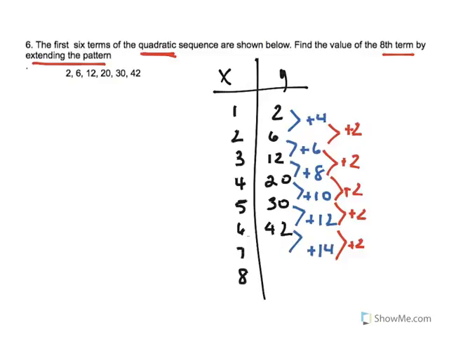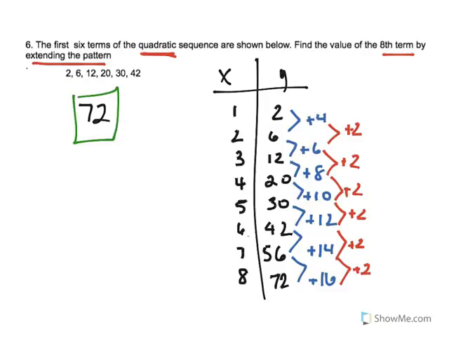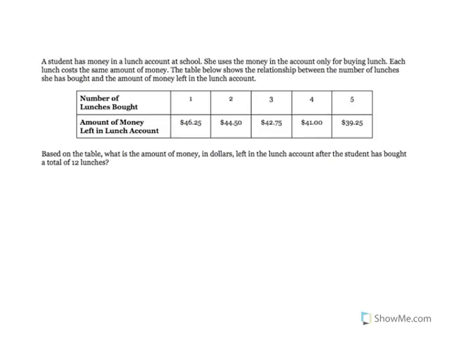So I get 42 plus 14 gives me 56. I find the next number in the pattern, increase by 2. I get plus 16. 56 plus 16 gives me 72. And the 8th term is 72. All right, now let's do a word problem.